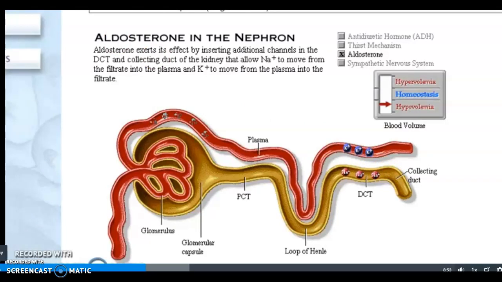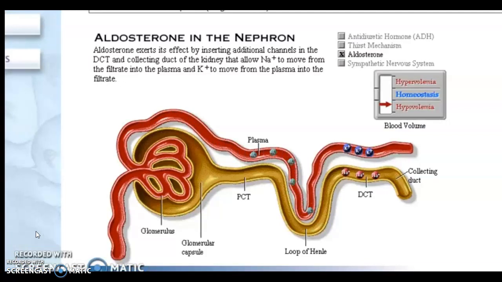Aldosterone exerts its effect by inserting additional channels in the distal convoluted tubule and collecting duct of the kidney. This allows more sodium to move from the filtrate into the plasma and potassium to move from the plasma into the filtrate.